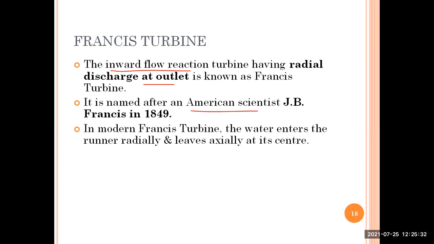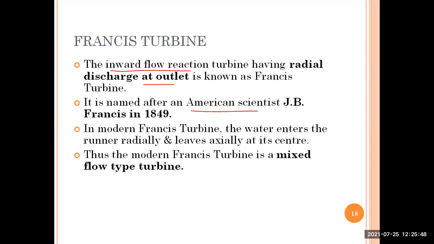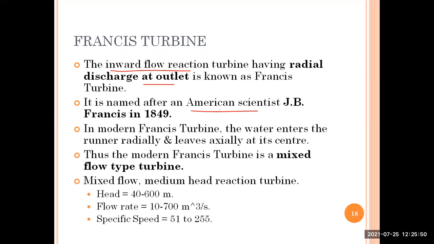In case of the modern Francis turbine, what happens? The water enters in one direction and leaves in another direction. That is, it enters in a radial direction and leaves in an axial direction. So that's why the modern Francis turbine is called a mixed flow type of turbine, because it enters in one direction and leaves in another direction.